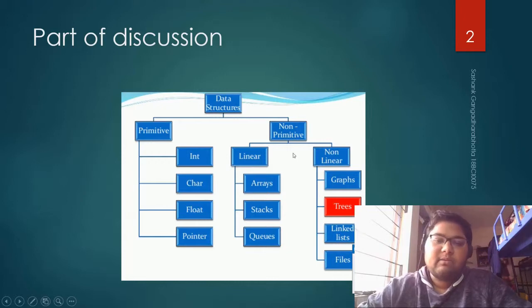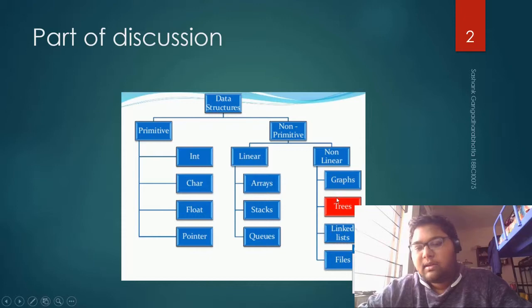These are subdivided into linear and non-linear. The linear ones are arrays, stacks and queues. The non-linear ones are graphs, trees and linked lists, and files. So hope that you are clear.